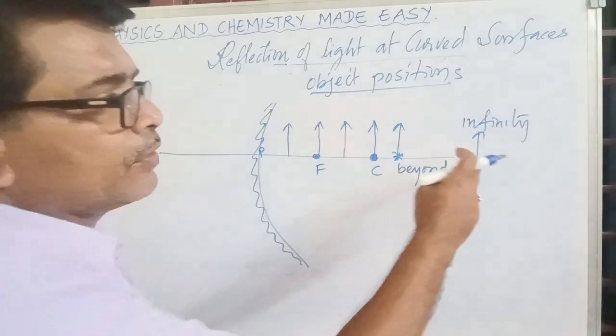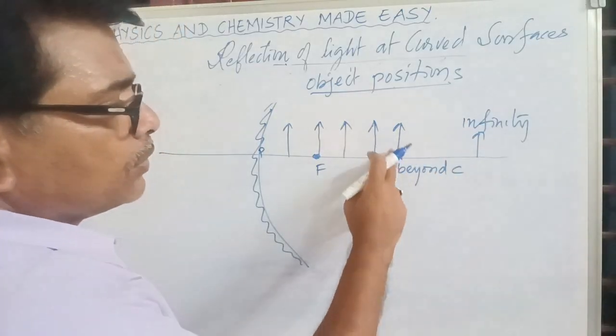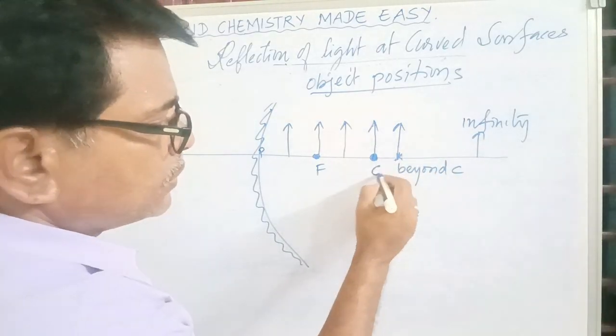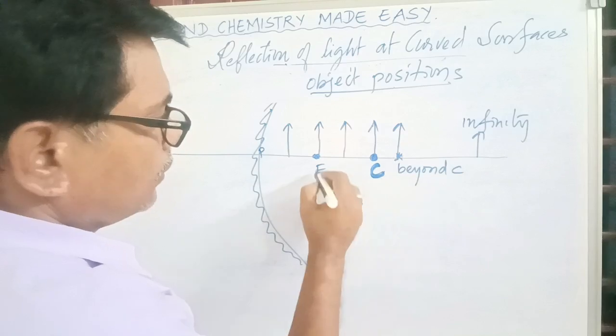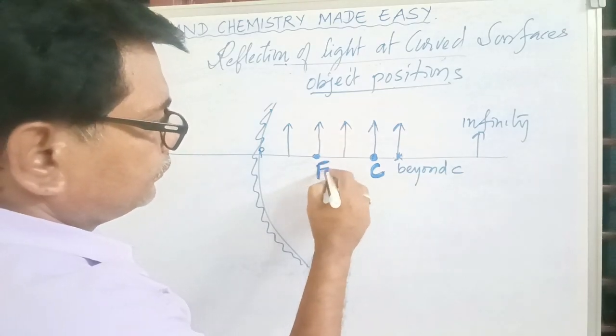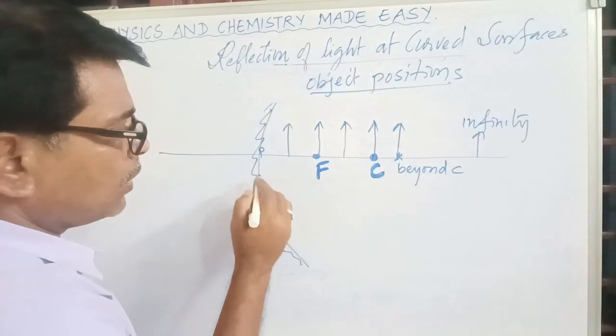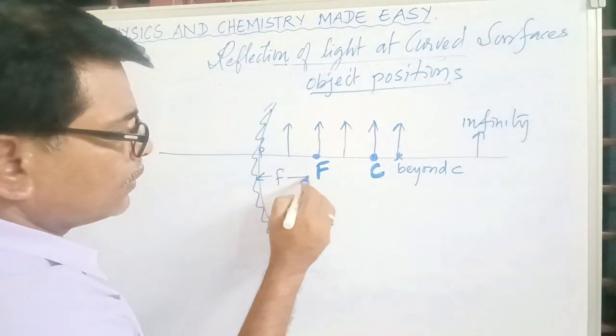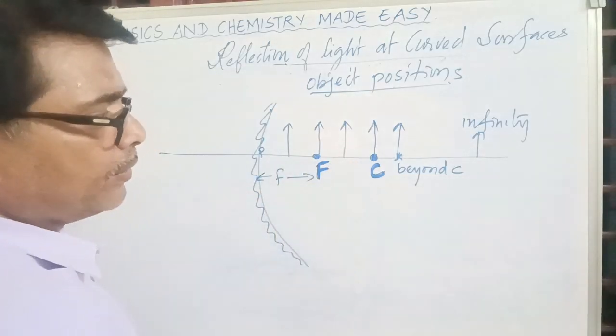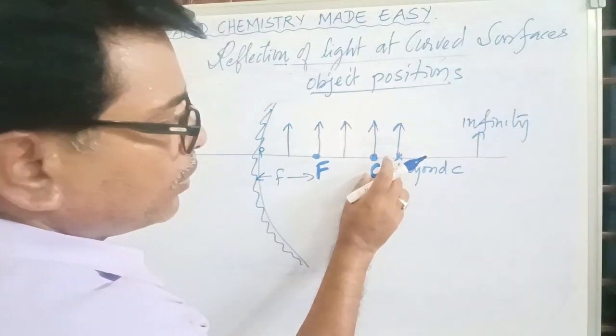6 positions. Position 1 infinity. Position 2 beyond C. This is your C point, point of curvature. This is your focal point. This length we call focal length. This is called focal length. This is called focal point. This is called point of curvature.